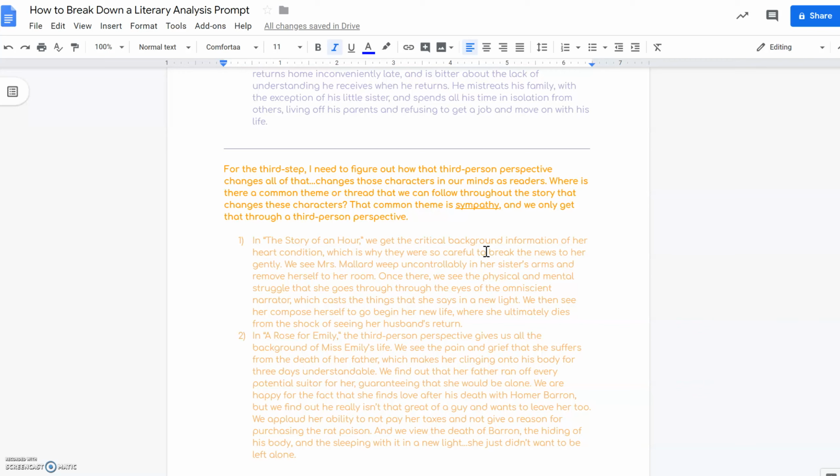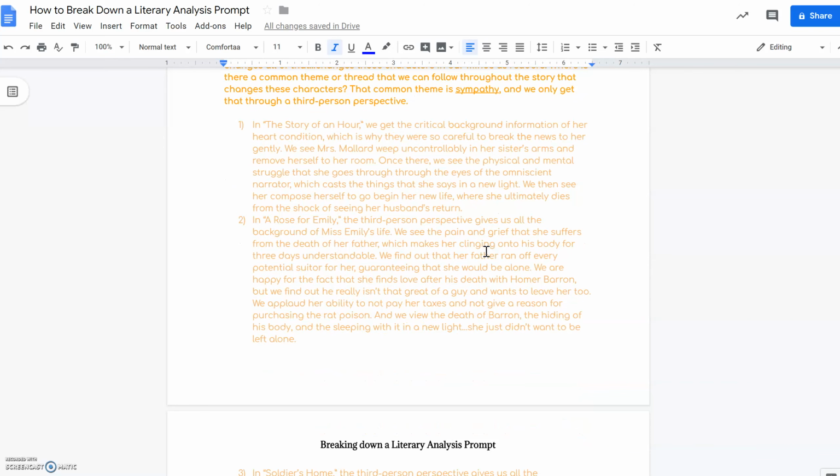In the story of An Hour, we get critical background from a third-person narrator on that heart condition, which is why the other characters are so careful to break the news to her so gently. We see her weep uncontrollably in her sister's arms and take herself to her room to be alone. And once she's there, we see the physical and mental struggle she goes through, through the eyes of that omniscient narrator who casts the things she's saying to herself in a new light. We then see her pull herself together to go start a new life, where she ultimately dies from the shock of seeing her husband's return.